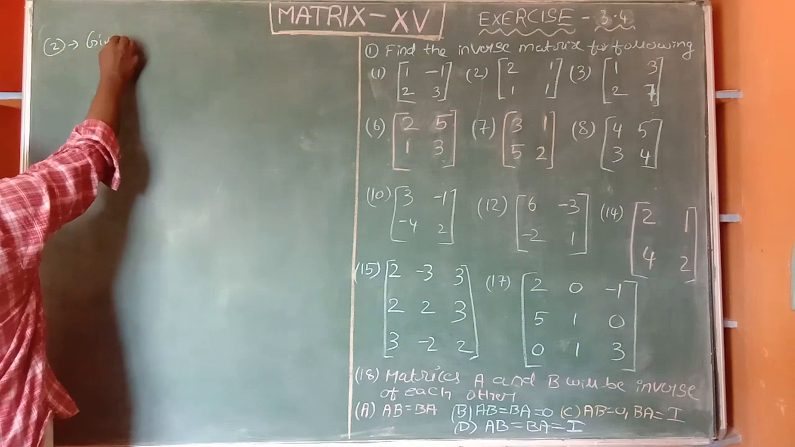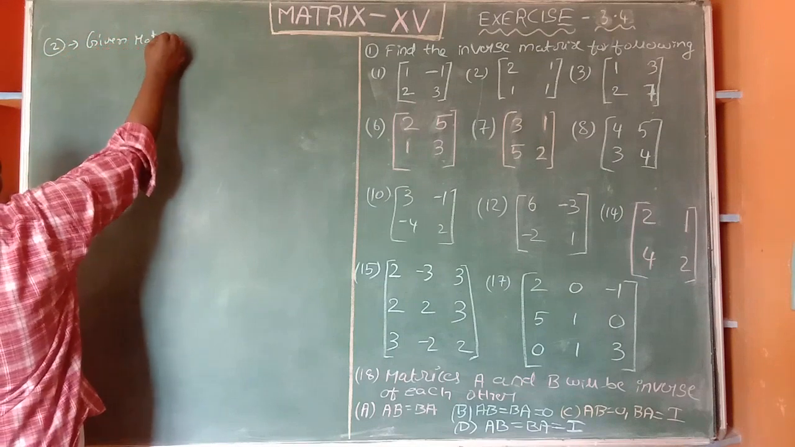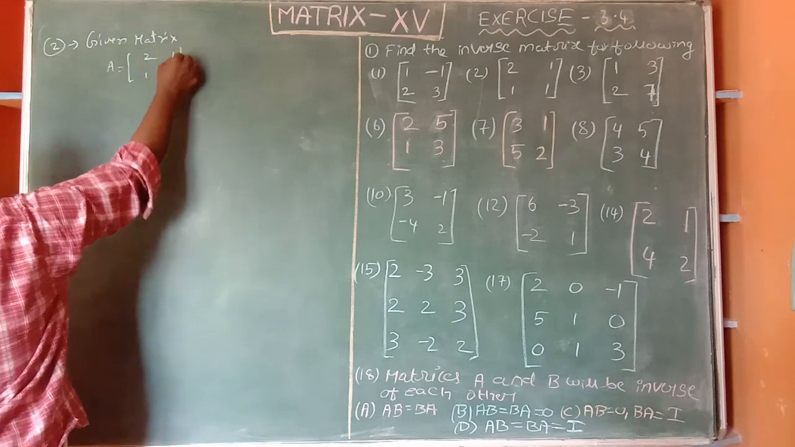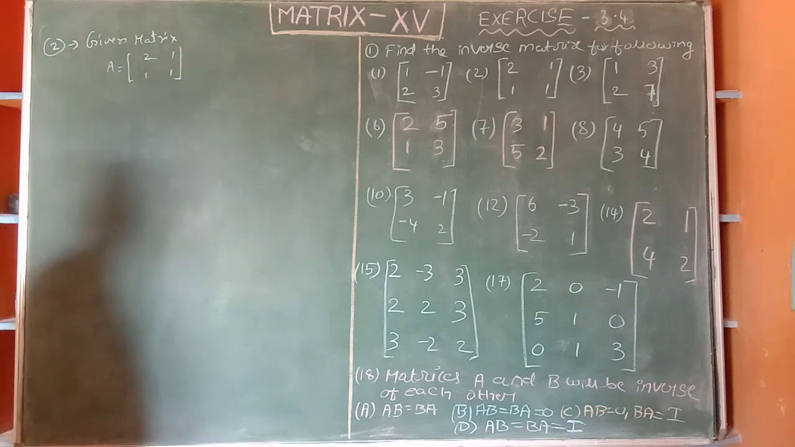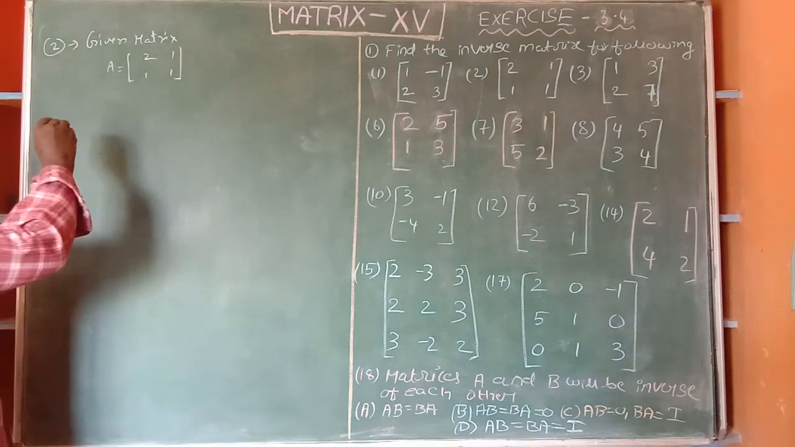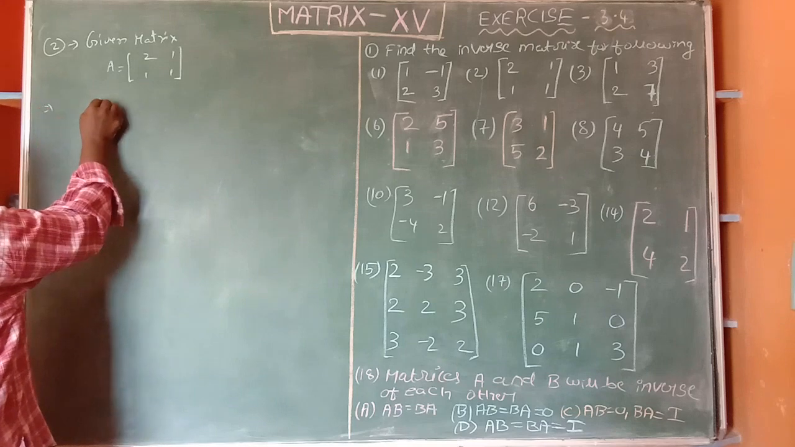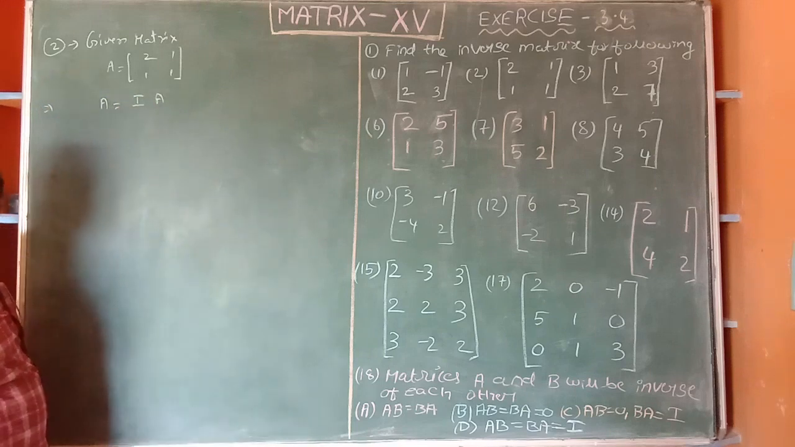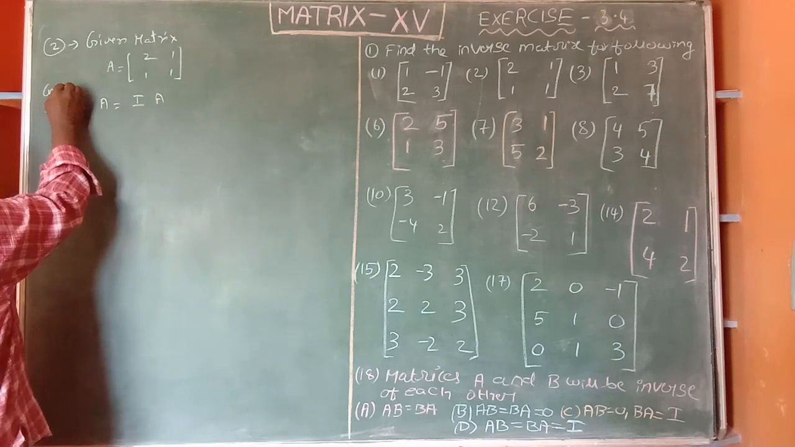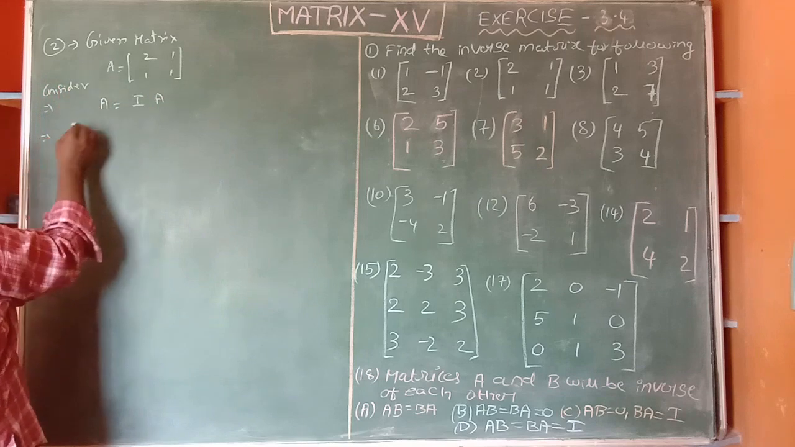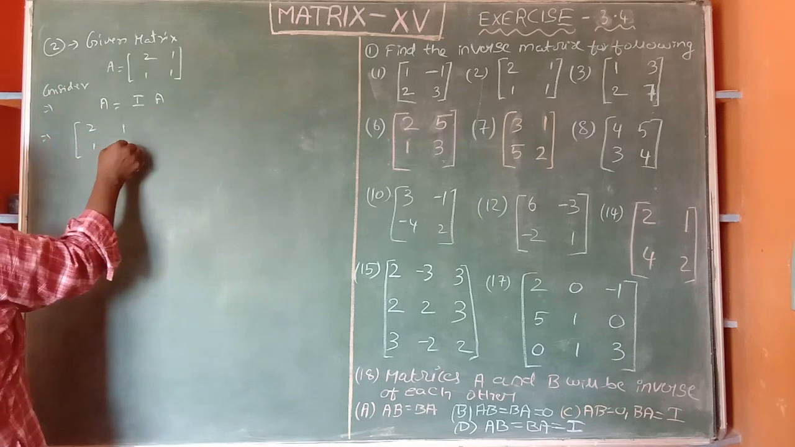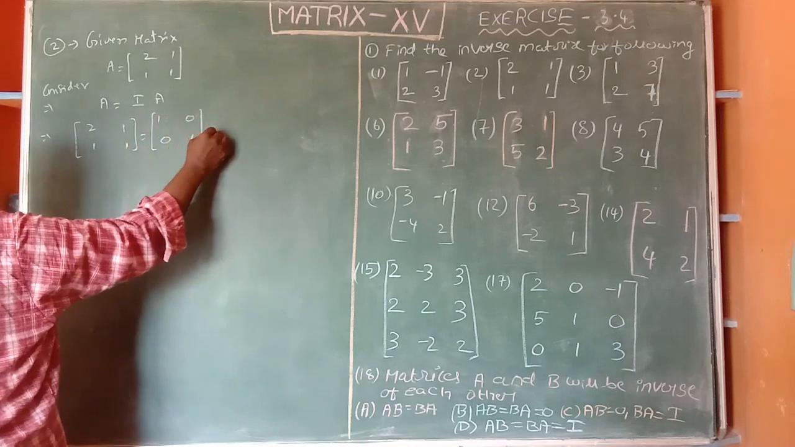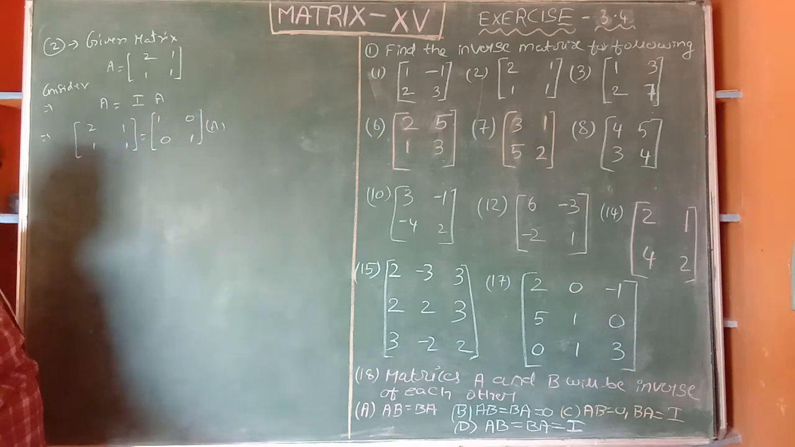Given matrix A is equal to 2, 1, 1, 1. You see here also, A is equal to I into A as it is. I have to write here: consider A, which is 2, 1, 1, 1. I is 1, 0, 0, 1, into A. Here A is as it is, you simply leave it out.